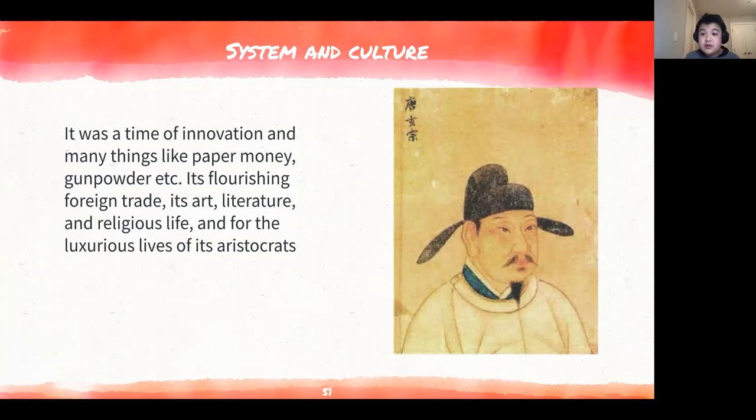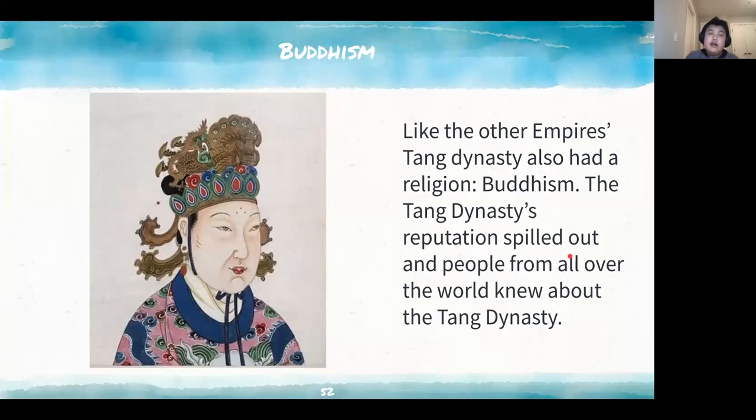Does anyone have any questions? Okay, then, moving on. So Buddhism, like the Islamic Golden Age and Europe, the Tang Dynasty also had their religion that they believed in, which was Buddhism. And it was unlike Christianity, as Christianity believed only in one God. And also the Muslims, I think. Buddhism believed in many gods, and different gods do different things. The god of wisdom and more.